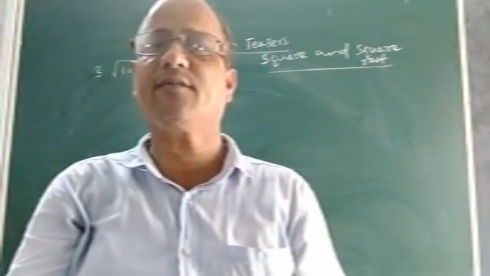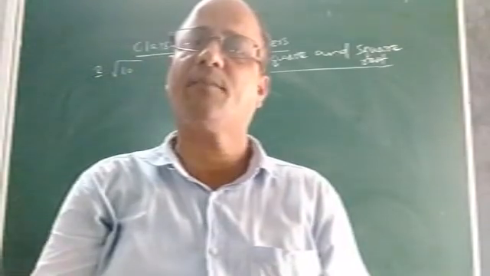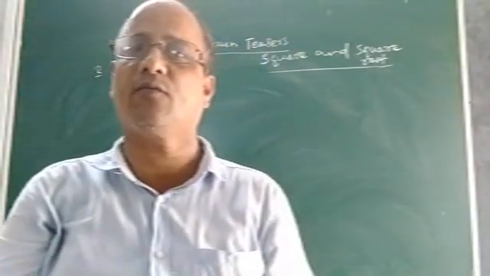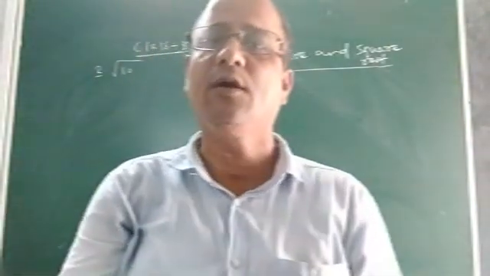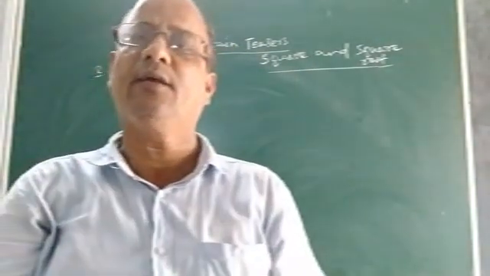Children, in the previous lesson I was discussing brain teaser problems from Chapter 1, Square Root, as per your DAV book. I had completed number 1. Let us discuss number 2, 3 and other numbers.